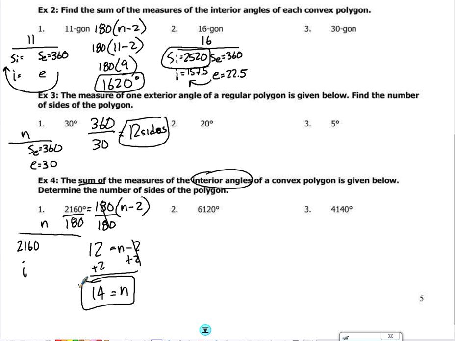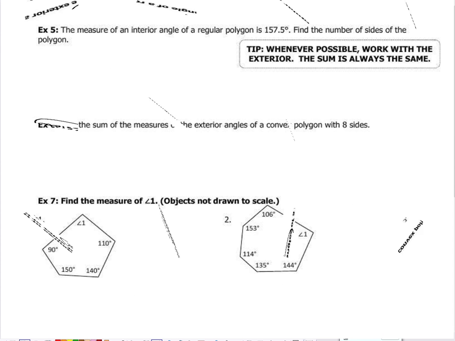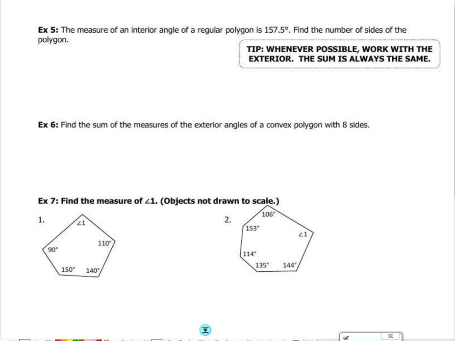One last page here, just a couple example problems for you to try. Not too difficult questions, but you just have to really make sure you read the question carefully. So here I'm going to break out my highlighting tool. We have the measure of an interior angle of a regular polygon, and that is 157.5. They want us to find the number of sides of that polygon.